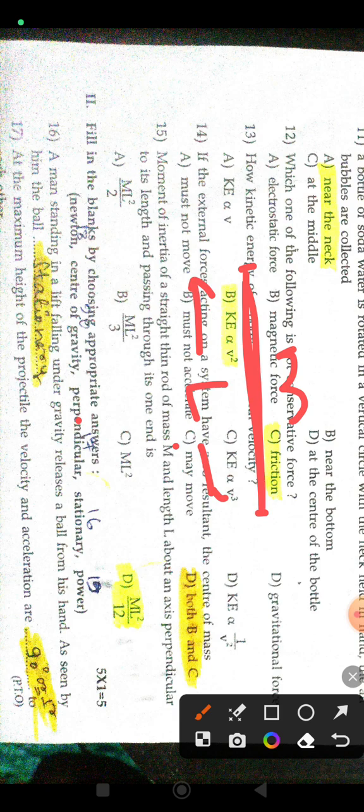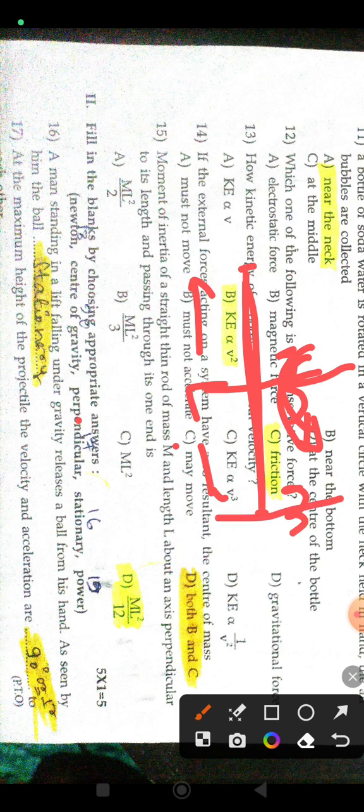About an axis perpendicular to its length. Now see, the moment of inertia here: the rod is rotating like this, and the axis passes through any one end. Either you take it here or on this side, it passes through one end. In that case, the moment of inertia is m L square divided by 12. So this answer is very simple. This is a direct question.